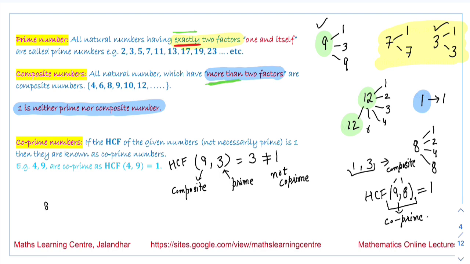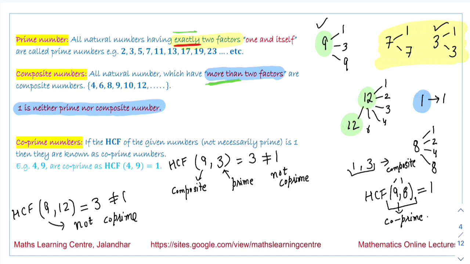If I am talking about the numbers 9 and 12, their HCF is 3, which is not equal to 1. So these two numbers are not co-prime.